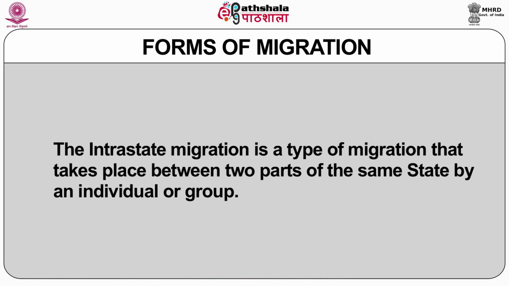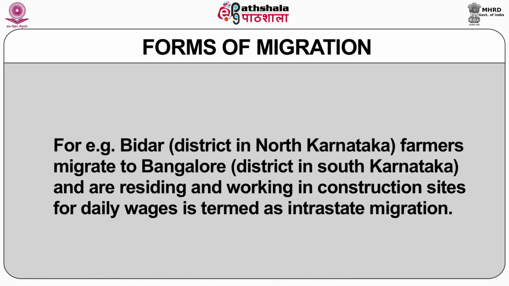Intrastate migration is a type of migration that takes place between two parts of the same state by an individual or group. For example, farmers from Bidar district in North Karnataka who migrate to Bangalore district in South Karnataka, and reside and work at construction sites for daily wages, is termed intrastate migration, as it is occurring within the state.